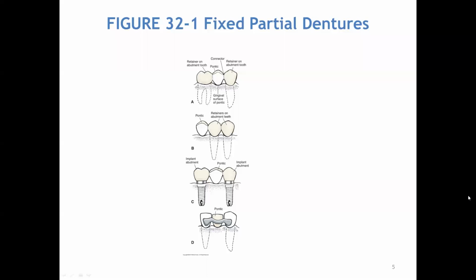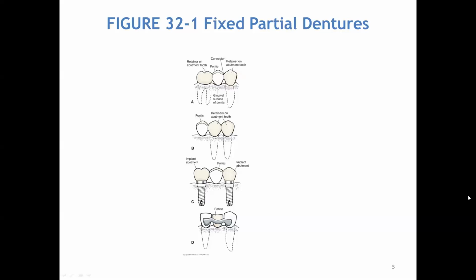You can also have fixed bridges with implants, and that's what C is all about. And D, the bottom one, is called a Maryland bridge, and we'll be getting into that, and that's a fixed resin retained partial bridge. It used to be very popular, and it is minimally invasive because you're really only taking away a little bit of the enamel on the lingual surface. But you have to be very judicious in where you are placing that. Can you imagine that the strength in between?